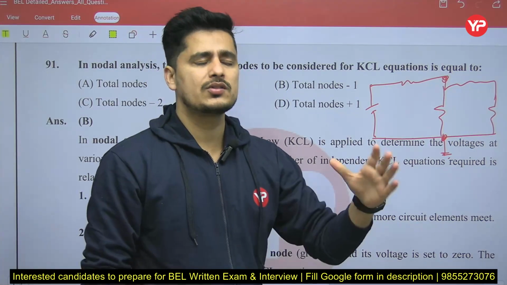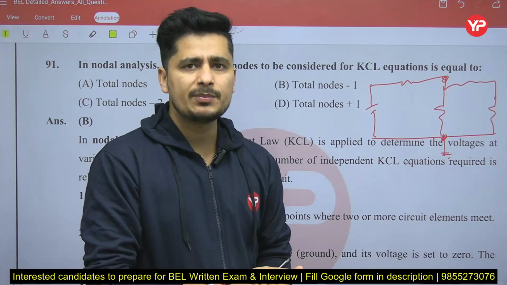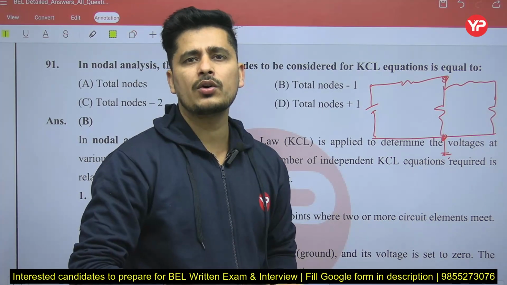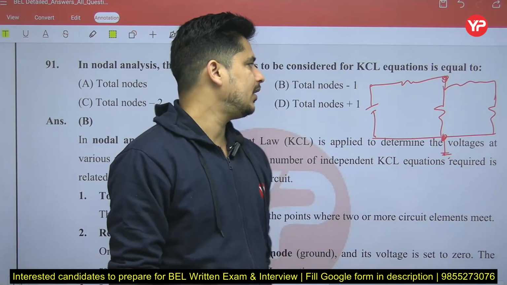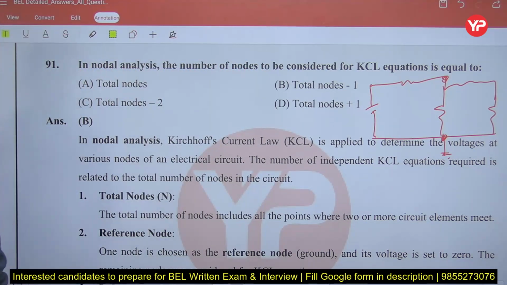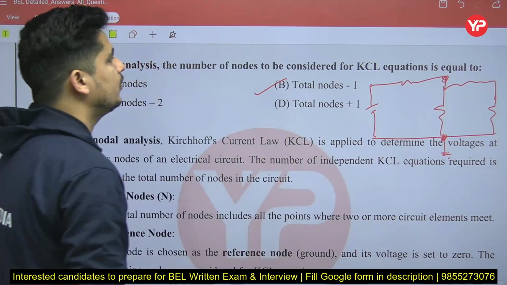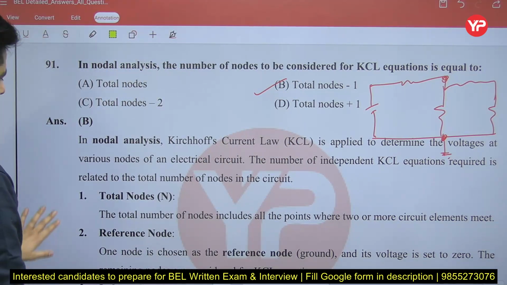So generally if your system has n principal nodes, out of these n principal nodes you have to assign one node as a reference node. So the remaining n minus 1 nodes, total nodes minus 1, are considered for the KCL equations. So the answer will be B.